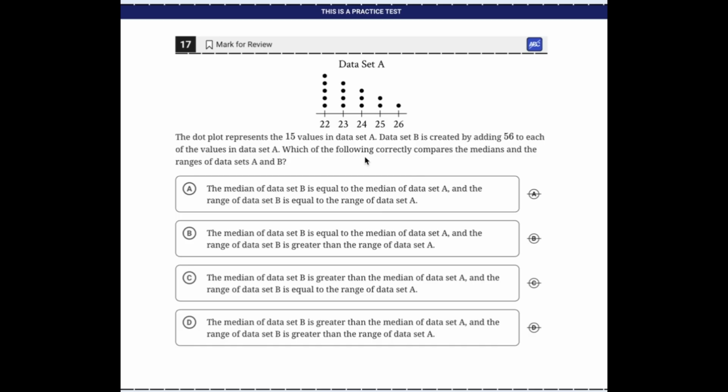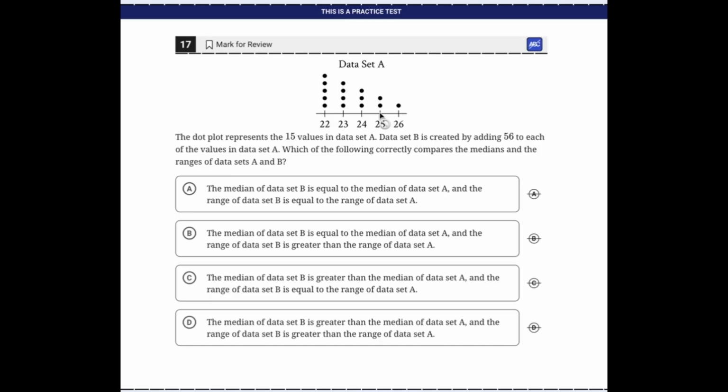So I guess I was wrong originally. This problem is comparing medians and ranges. As I mentioned earlier, to find the median of a data set, you're just going to find the middle number, which is probably going to be in this section, I'm guessing, based on how the numbers are spread apart. So add 56 to that, and that's going to be the median of data set B. The range is the top number minus the bottom number, so in this case it's going to be 4.